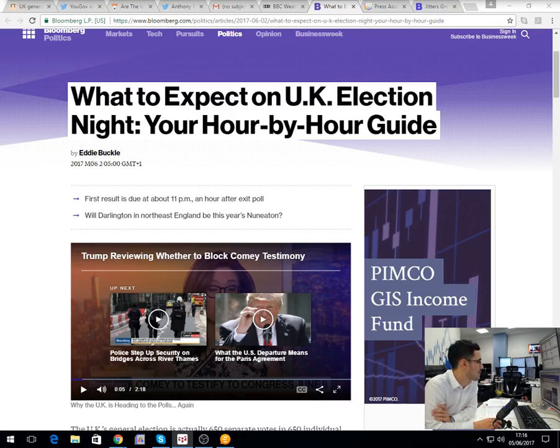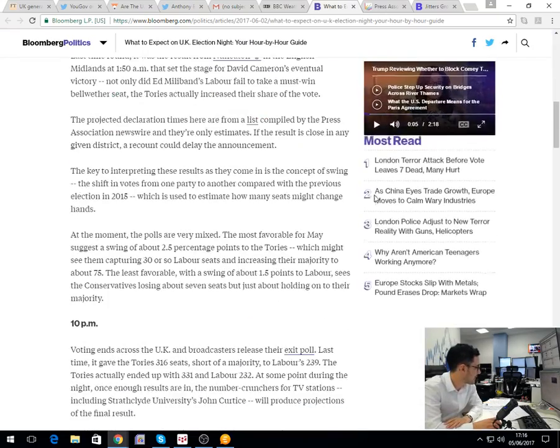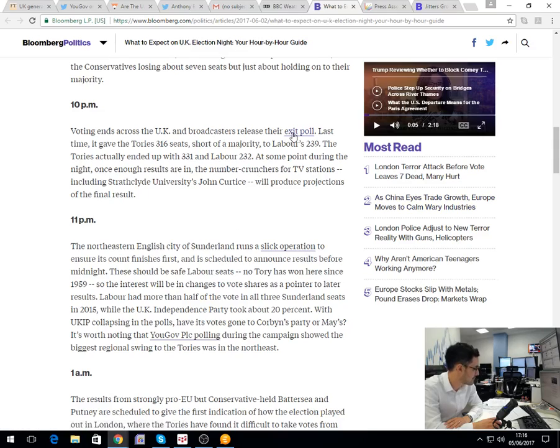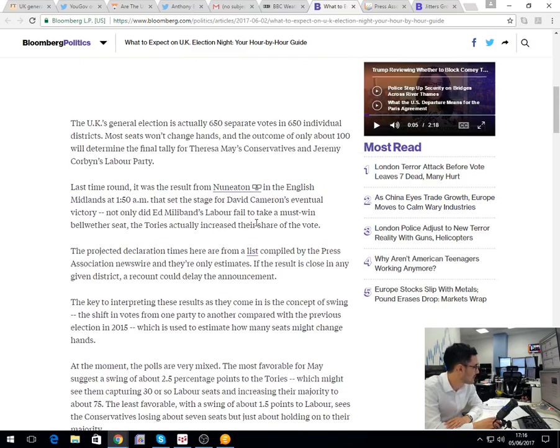It goes then down to what to expect, as you can see here on the UK election night, hour by hour. Now, there's a couple of key things here that I want you to look at. What Bloomberg have done here is a really great overview of some of the key things going hour by hour. So last time, in the 2015 election, it was actually a place called Nuneaton in the Midlands at 1:50 a.m. that set the stage for Cameron's eventual victory.